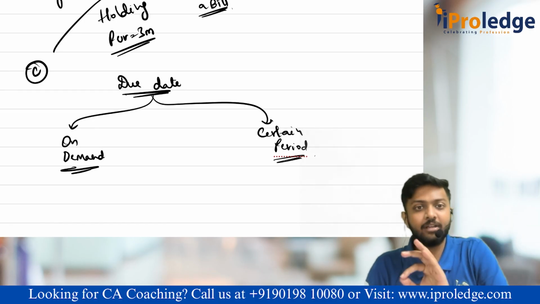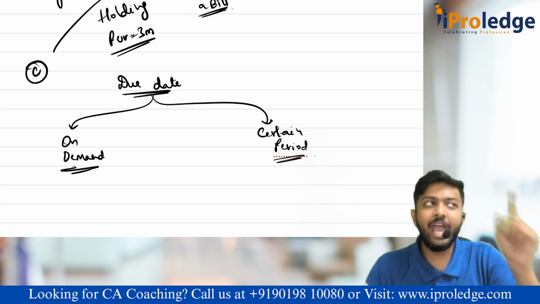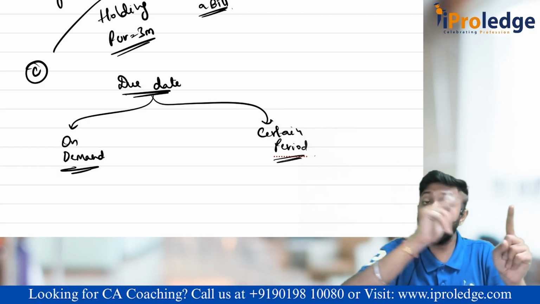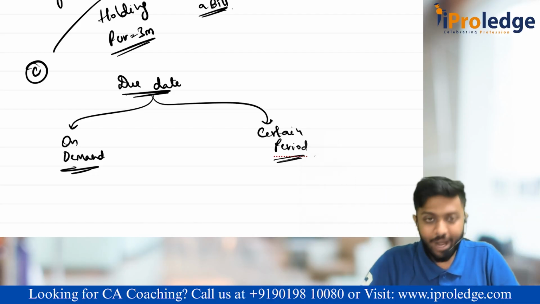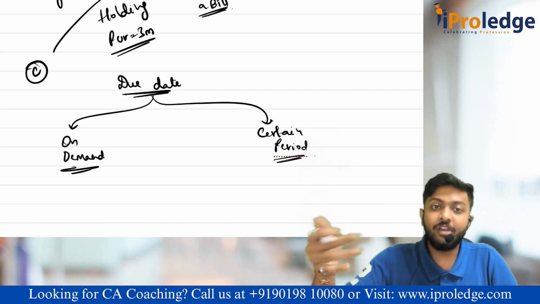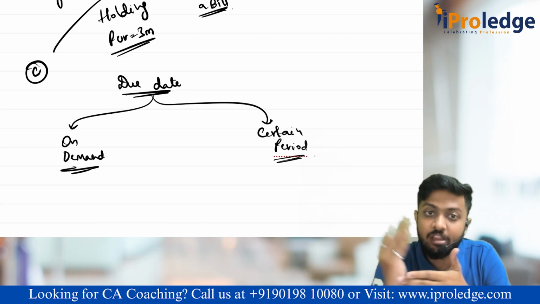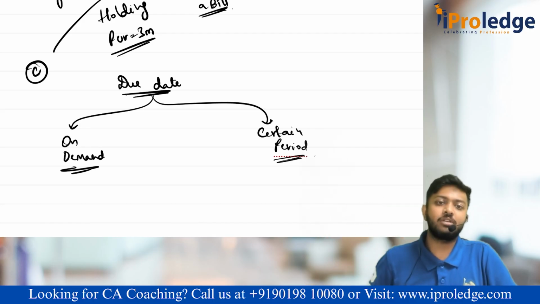Let's come to a certain period. That means, suppose a bill of exchange is drawn for a certain period. Example, A has drawn a bill on B for rupees 1 lakh and say the period is 3 months. That means B is supposed to pay A after 3 months. Now I'm asking you, when will the due date fall? On which date is B supposed to pay A is the question.